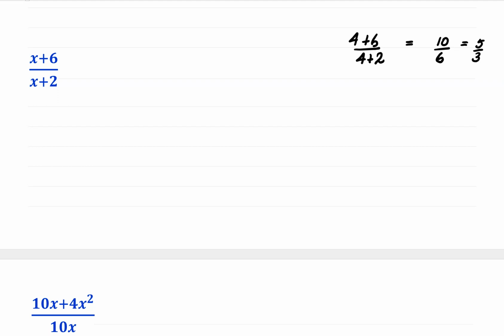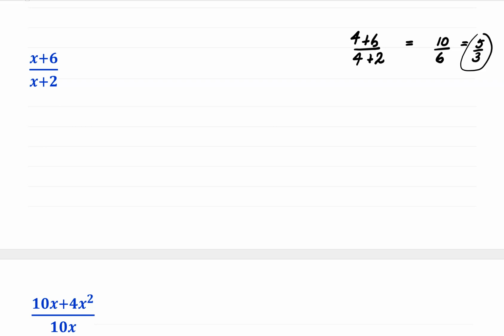If you tried to cancel like we were doing before, like so, I don't know how you plan to do that. They either cancelled each other out and you're left with 6 over 2, which becomes 3, not equal to 5 over 3, or if you said 4 divided by 4 is 1, that still won't give you that answer. So just make sure you never cancel the top and the bottom when there's a plus there.